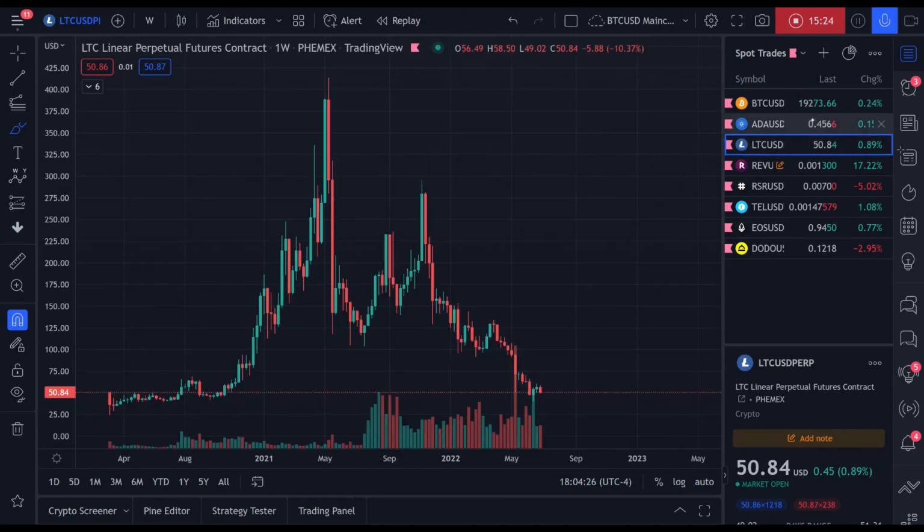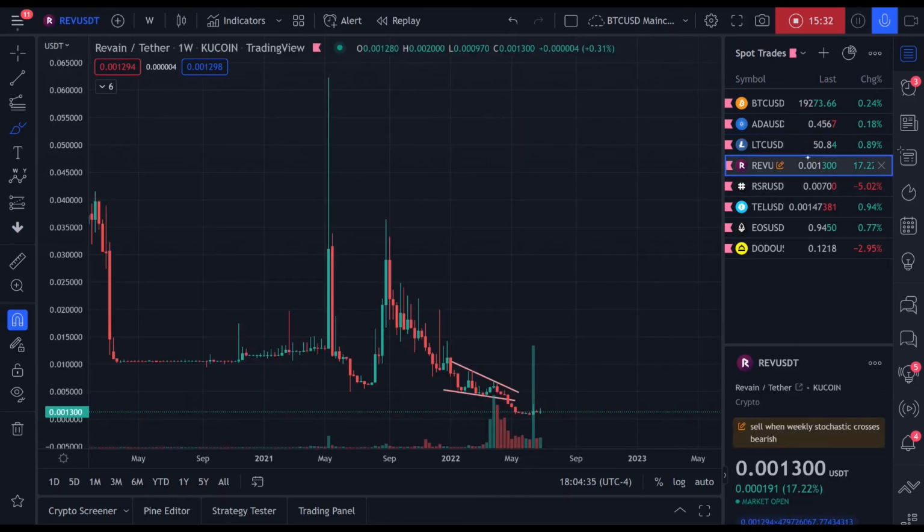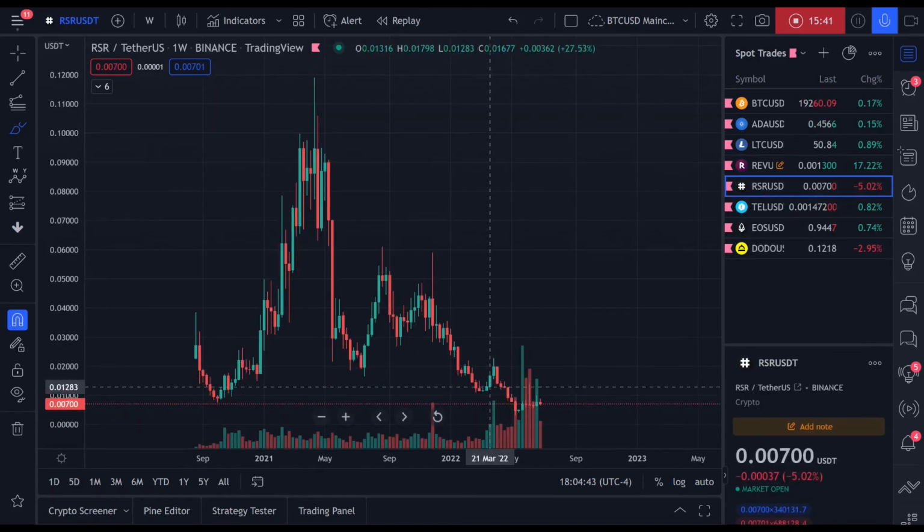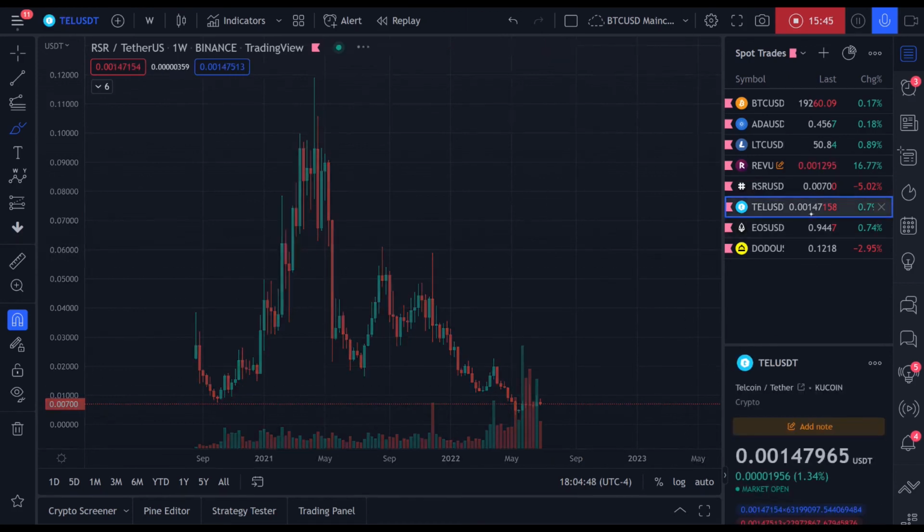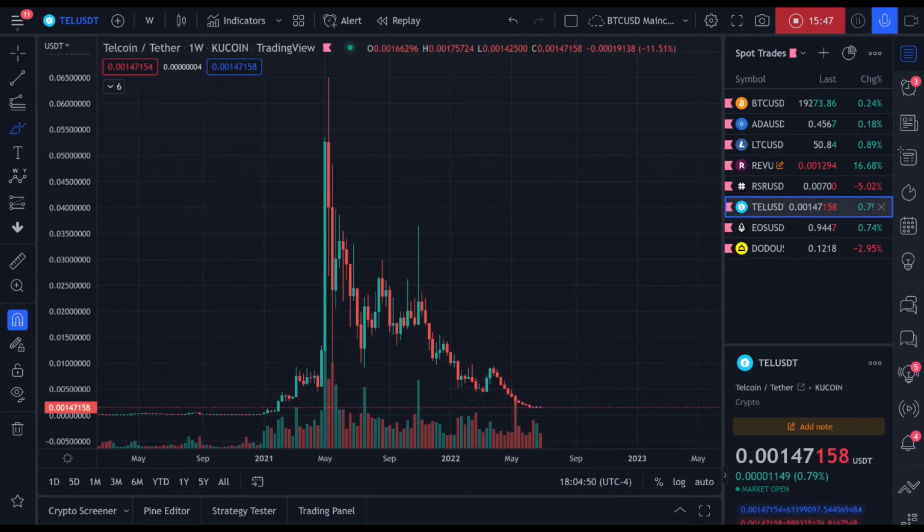Cardano, I think they've been buying quite regularly. They were buying since August 9th on this Litecoin chart. Ravane, you could see it in June. Ever since March 20th, they've been buying. Reserve rights, they started buying heavy since end of March, right? This is how you read charts. There's a lot of information here.